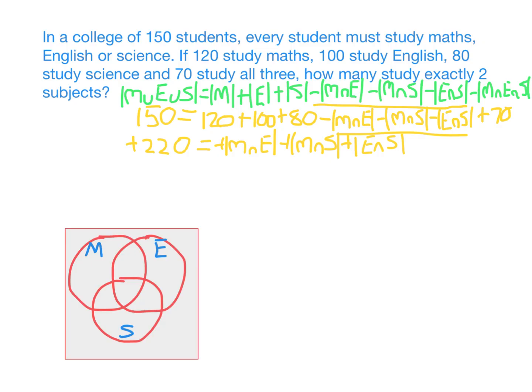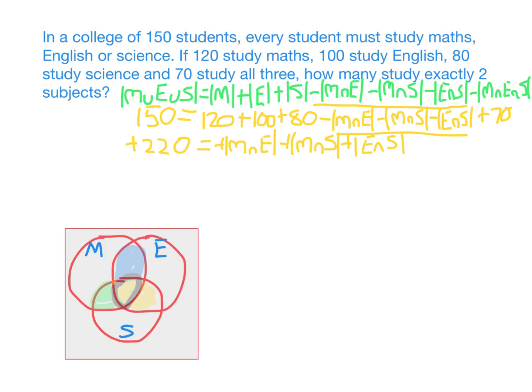If there's only 150 students at the college, we can't have 220 studying exactly two subjects. So how does it work? Well, this 220, what we're saying here is it includes this number here, the number that are here, plus the number that are here, plus the number that are here. You can see that I have included this middle bit 3 times.